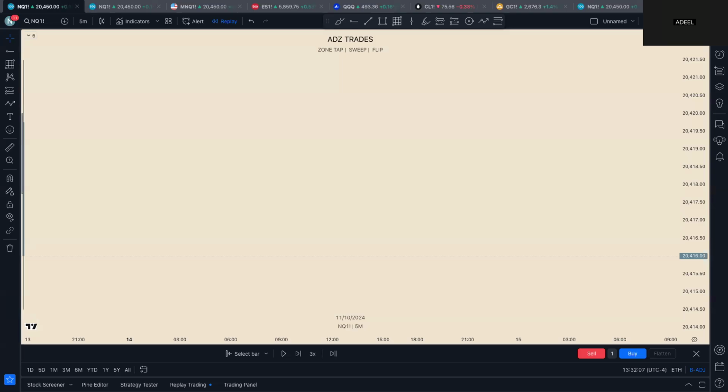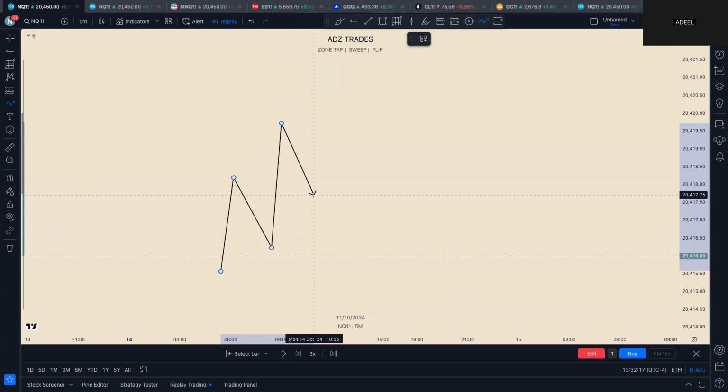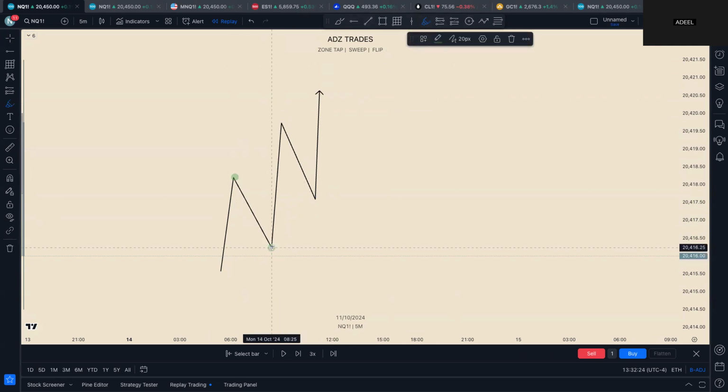But let's just get straight into it. So how does the market move? Okay, how does structure work? Well, this is how we determine structure. Okay, we have higher highs and higher lows.